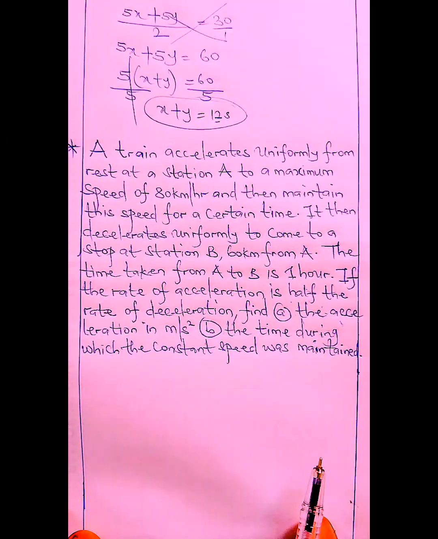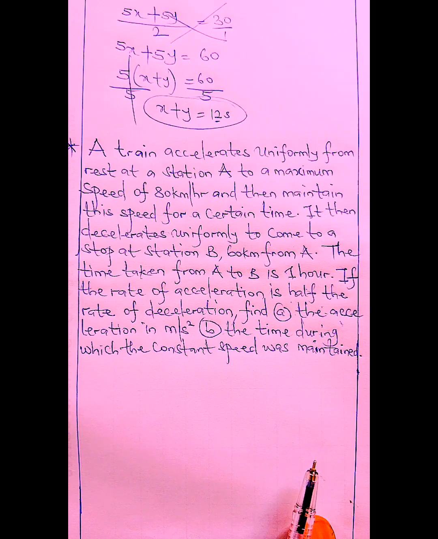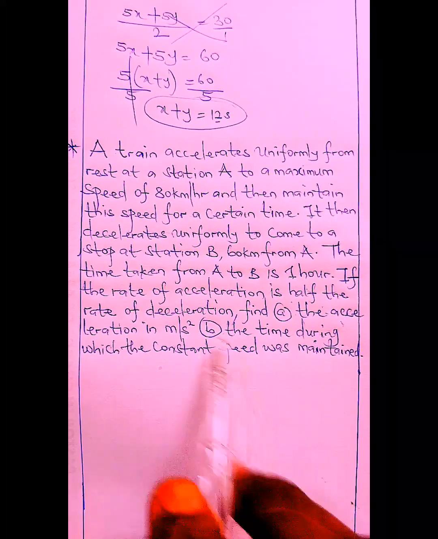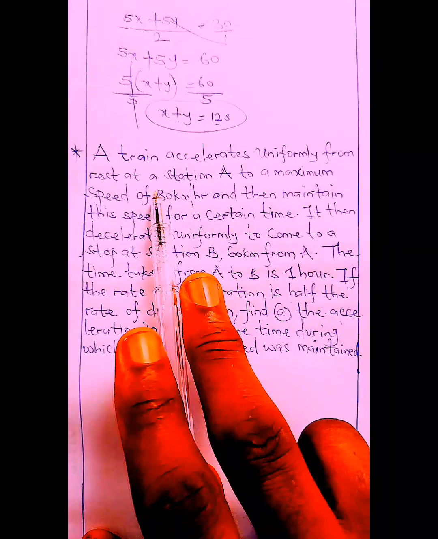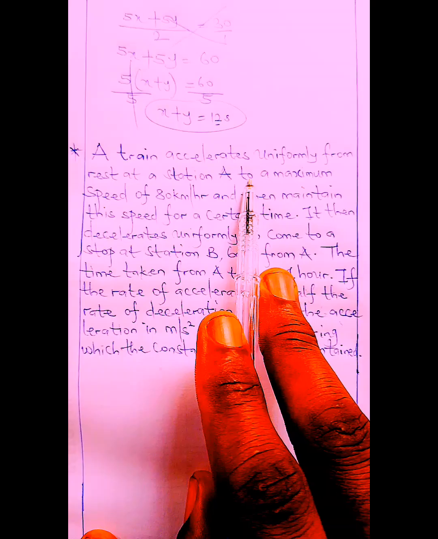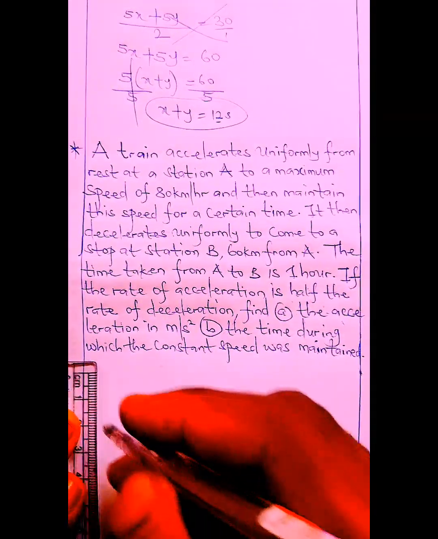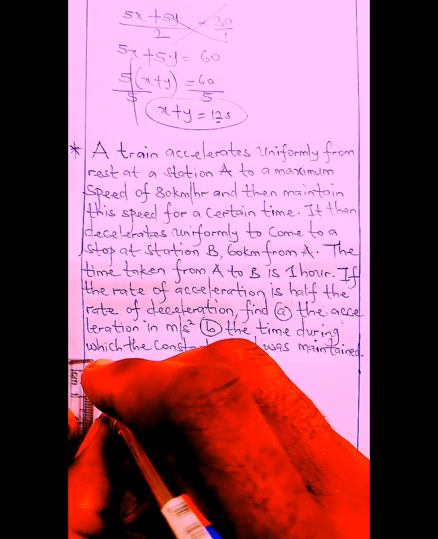Now the question is very simple. Before we could solve for any of this, the first thing we have to get is our velocity time graph. We have to look for a way to draw our velocity time graph. So that's what we're going to do right now. We're going to be drawing the velocity time graph. A train accelerates uniformly from rest at the station A to a maximum speed of 80 km per hour. So let's see what that looks like. The velocity time graph is very important.